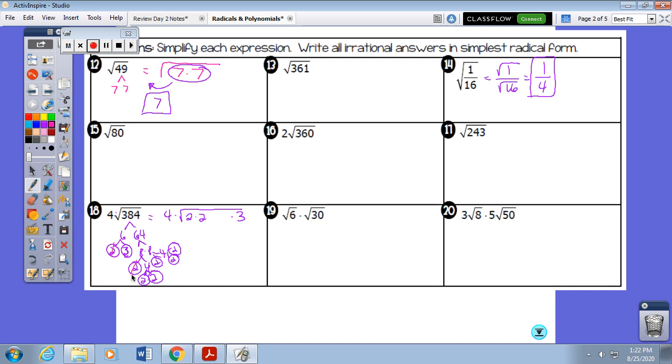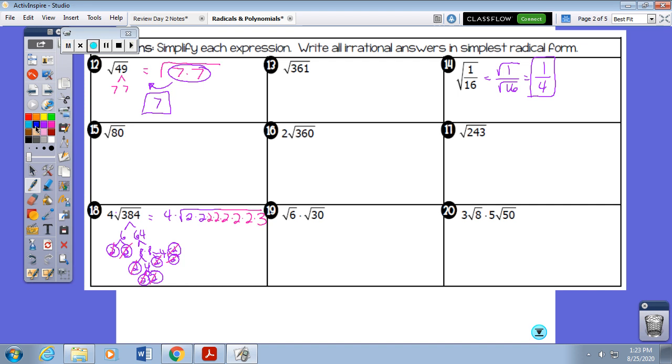Cross them off. 1, 2, 3, 4, 5, 6, 7 2s. And then I have a 3 here. Make sure you've got everything. So then what I would do is plug in your calculator to check: 2 times 2 times 2 times 2 times 2 times 2 times 2 times 3. And you should get 384.